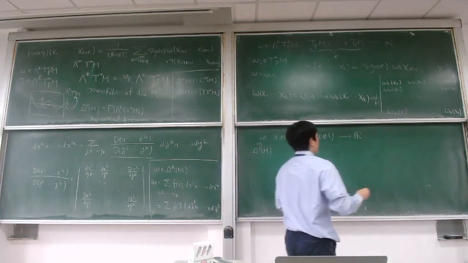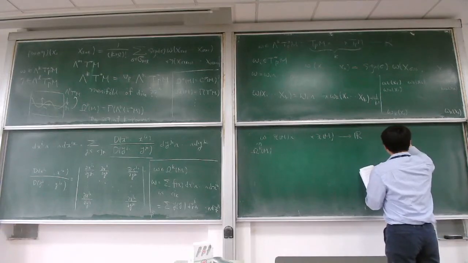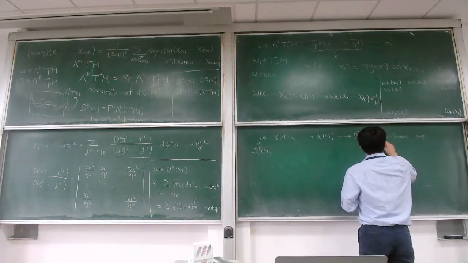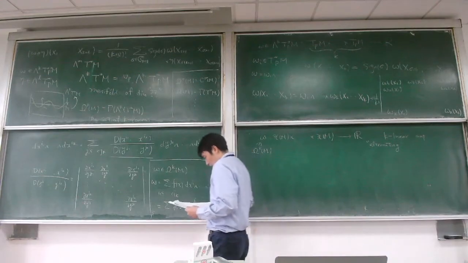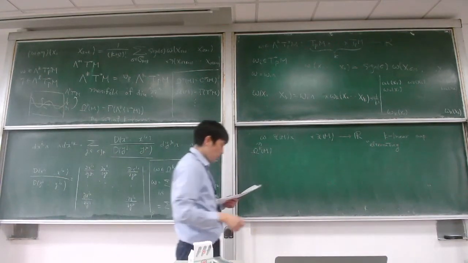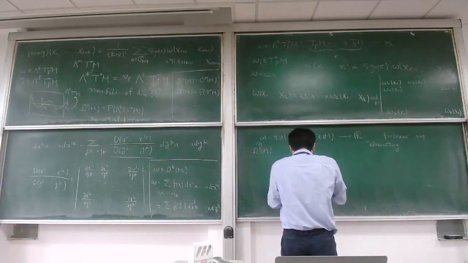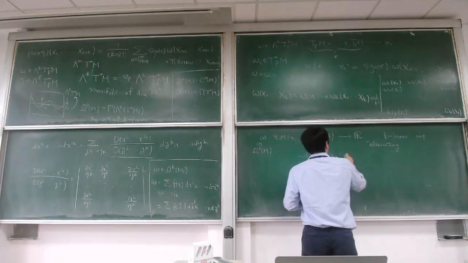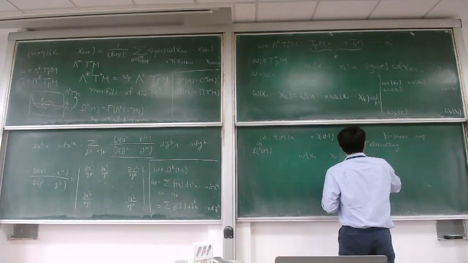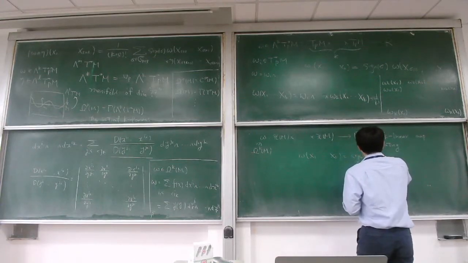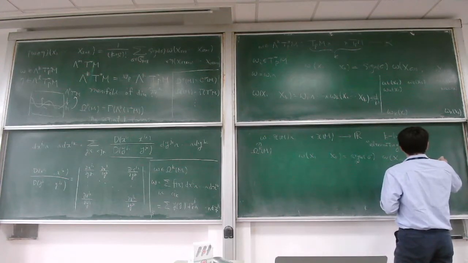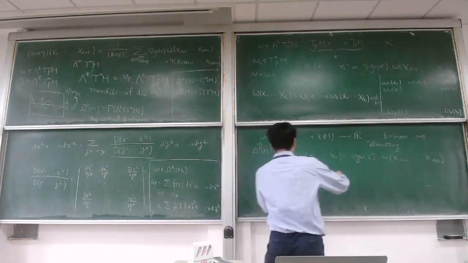So this is a k-linear map, but alternating. Alternating means, as I explained previously, that if you have x1 through xk, you get the sign of sigma times omega of x sigma 1 and so on. This is what alternating means. Oh my goodness, you should tell me if something is wrong.